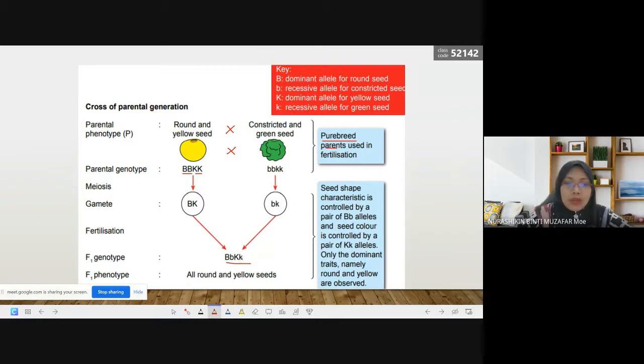Okay, so from the genotype, we can determine the phenotype. So we follow the dominant, right? So big B must be round. Big K, it must follow big K. Small k is recessive, so they must follow the color for dominant, which is yellow. So all round and yellow seed.